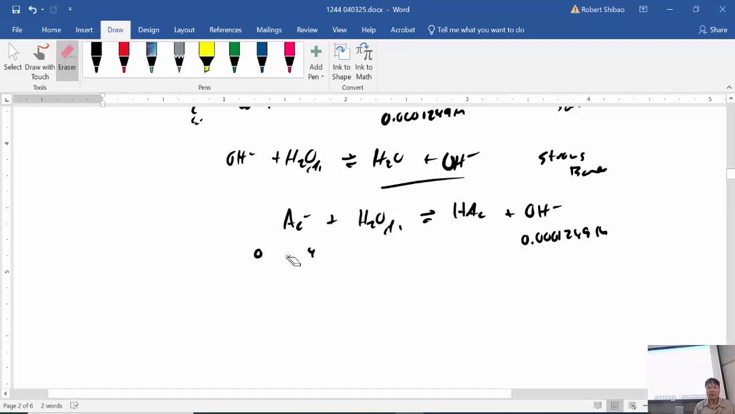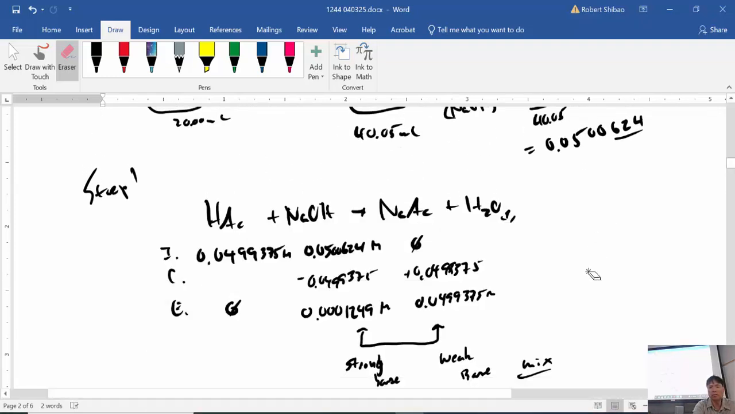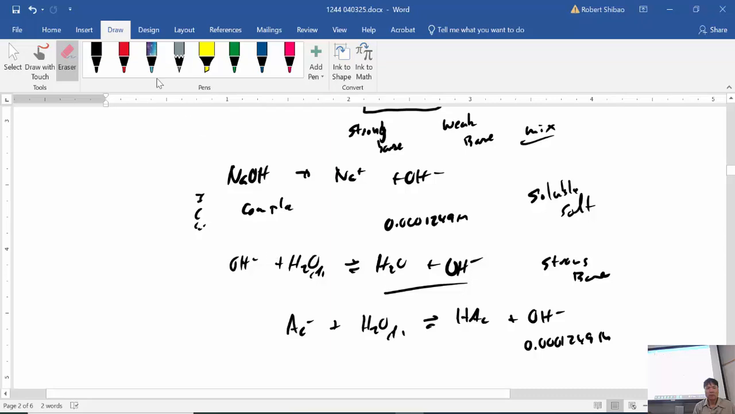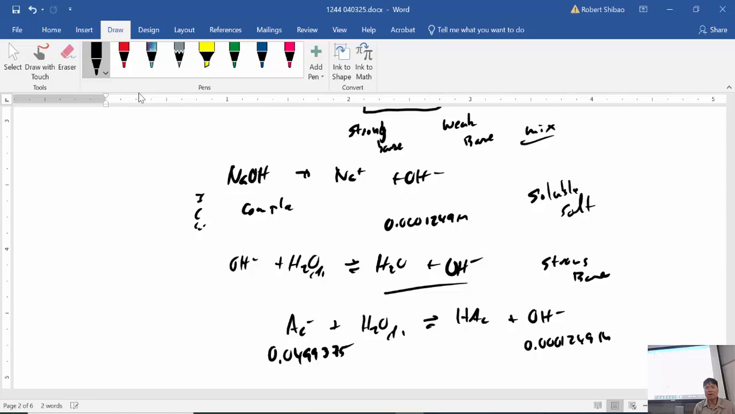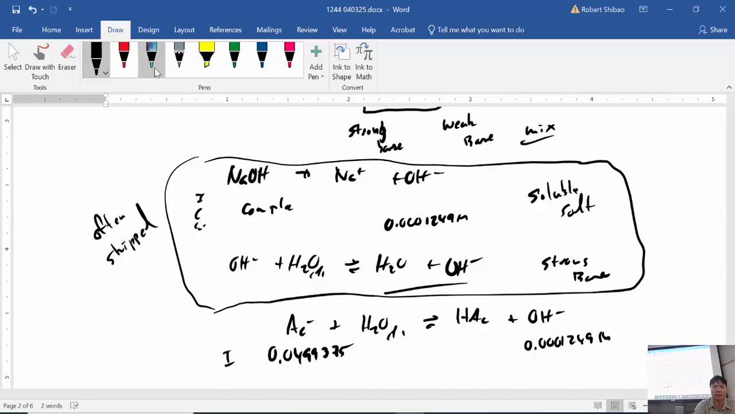And then the acetate is what? 0.0499375. So these come from the previous steps. So this is why it might be useful to do these steps here. But these are often skipped, especially by our book. And we go straight to this. I skipped it. I didn't do it completely.